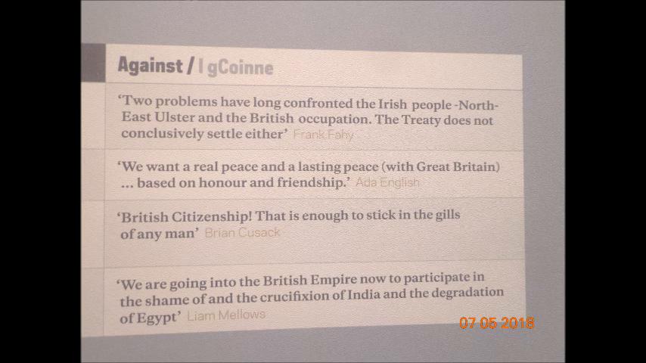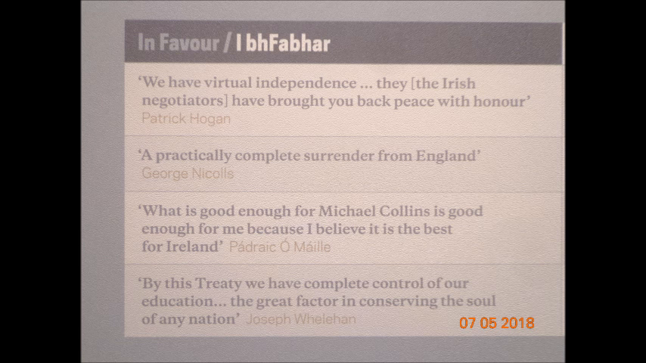And then last, "we're going into the British Empire now to participate in the shame of and crucifixion of India and degradation of Egypt." Now here we have some of the pros. We have that it's virtual independence, that England has practically surrendered, that if it's good enough for Michael Collins, it's good enough for everybody, and that they have complete control of their education, and that's a factor in conserving a nation.